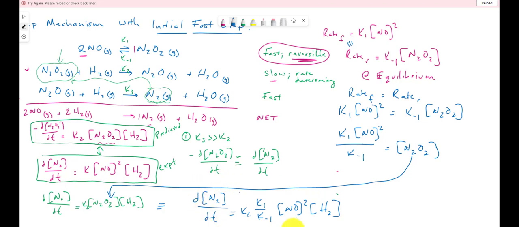And so the one written here in blue is after all that fancy footwork, and now the appearance of N2 is equal to 3 of these constants that are multiplied and divided here, multiplied by NO squared, which is a reactant, times H2 concentration, which is a reactant. So that is in perfect form. Let's compare it to the experimentally determined rate law, which is here, which is the appearance of N2 is equal to K NO squared H2.